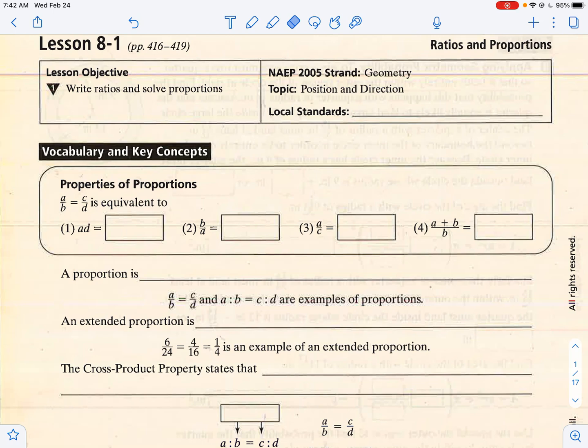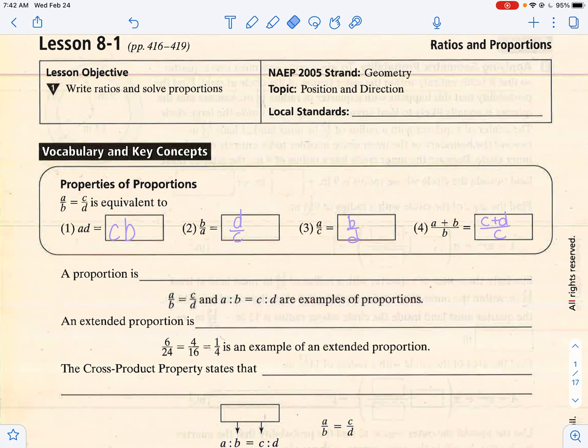So basically what it's saying is if you know two fractions are equal, then all these other four things are true. So first, we know that A times D equals C times B, so you can cross multiply. We also know that B over A equals D over C. We know A over C is equal to B over D. And then we know that A plus B divided by B is the same as C plus D divided by C.